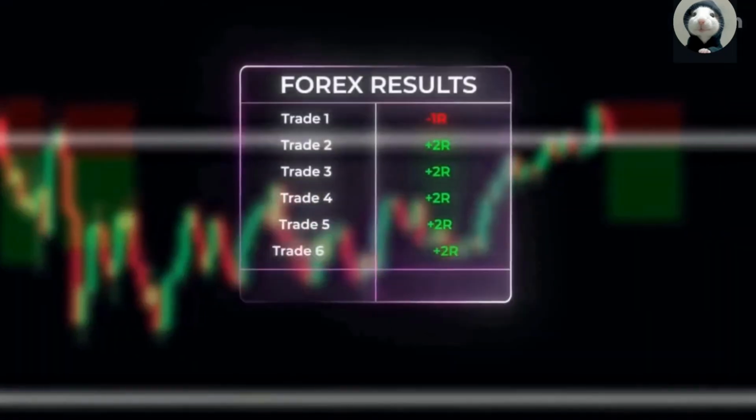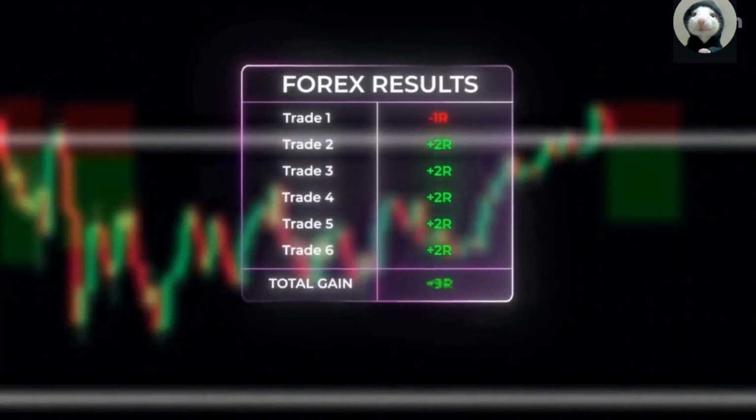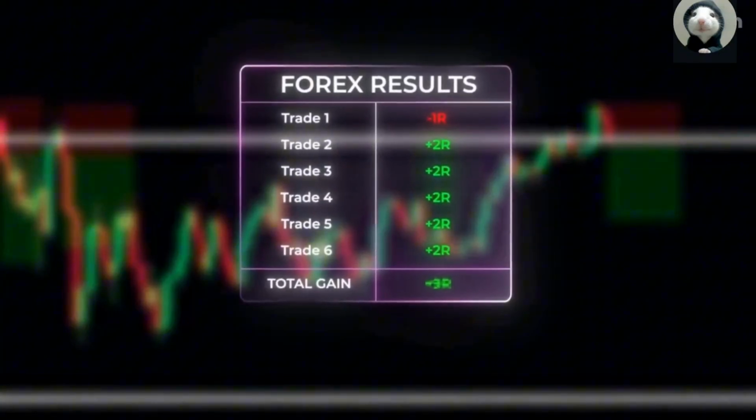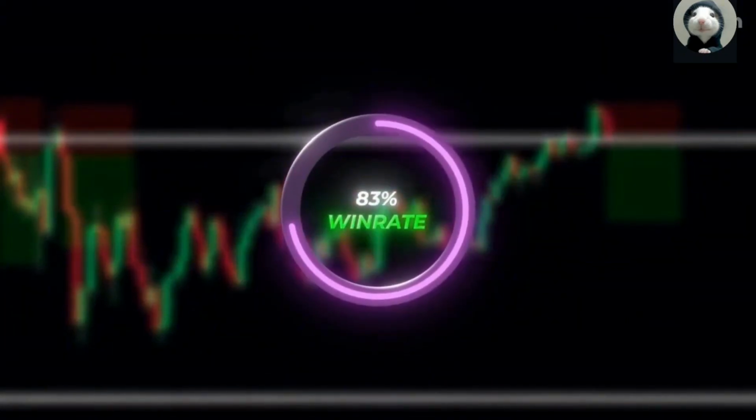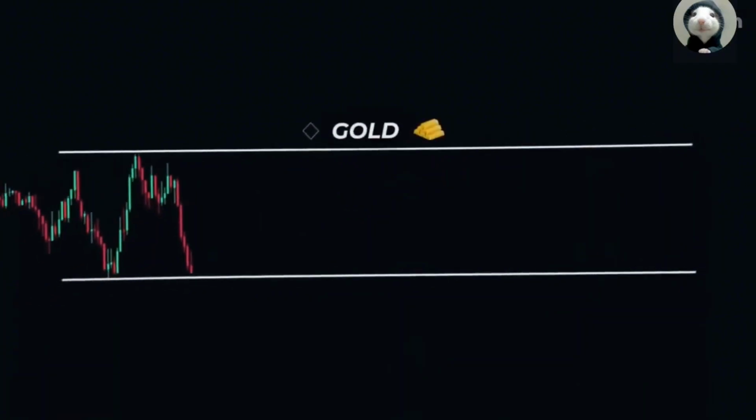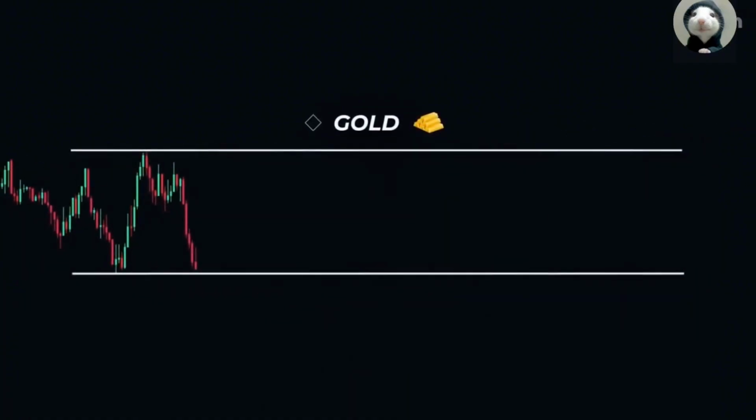Out of 6 trades we took on Euro USD, the strategy gave us 5 wins and only 1 loss, with a total gain of 9R. That's about an 83% win rate on the Forex market, which is a very solid result. Now, let's look at how the strategy performs on the gold market.